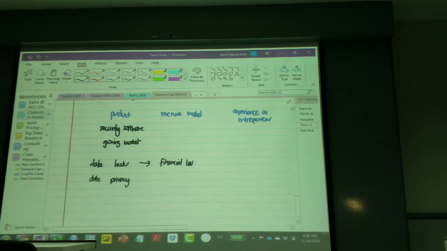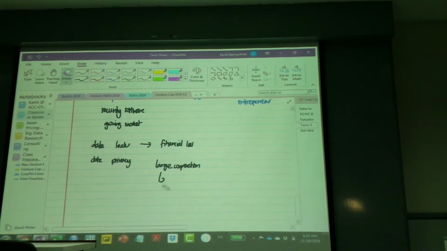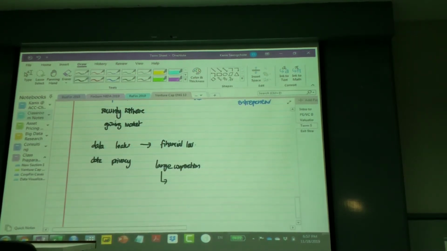Large corporations. Okay, large corporations. What else? So how do you get them to buy? By convincing them that data breach is actually a big problem. All right, so let's talk about this. How do you convince large companies that data breach is a big problem and that you should be the one who helps solve that problem?